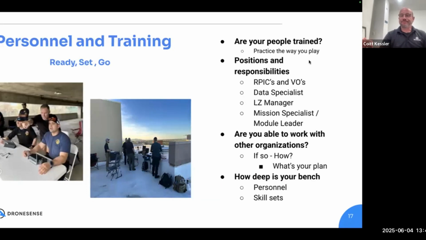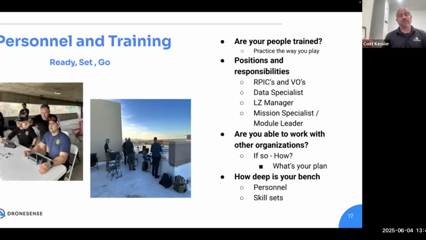Thinking about training, I mentioned already, practice the way you play. Things you're going to want to be thinking about when you set up to go out the door for an event is, I've got to have RPICs and VOs. You say, okay, well, an RPIC and a VO could be the same thing. True, but at a disaster response, you're going to get tired. If you're the Lone Ranger out there, you are going to be tired. You probably won't be eating well. You won't be using the restroom well. You're not going to be drinking enough water. You're not going to be functioning the way that you need to operate.